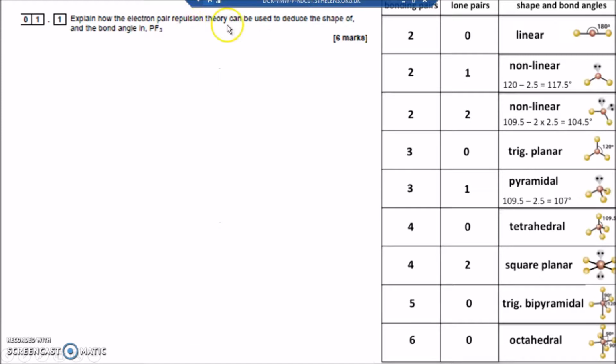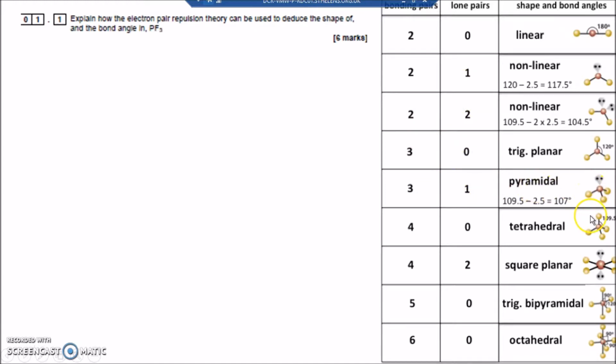Explain how the electron pair repulsion theory can be used to deduce the shape of the bond angle in PF3. So you've got 5 electrons, phosphorus is in group 5, so there's 5 electrons in the outer shell, 3 involved in bonding pairs. 5 take away the 3 that are involved in bonding pairs is 2, so there's a lone pair and 3 bonding pairs. So there's 1 lone pair and 3 bonding pairs. So we've got something like this.